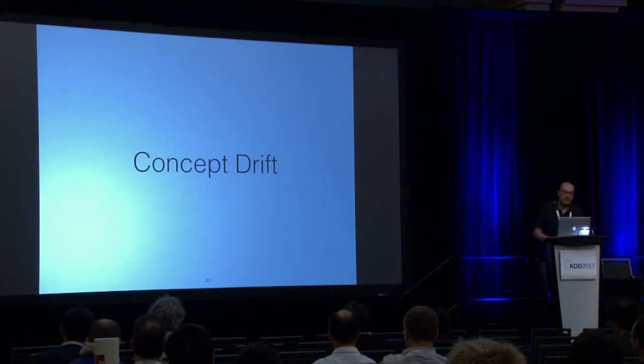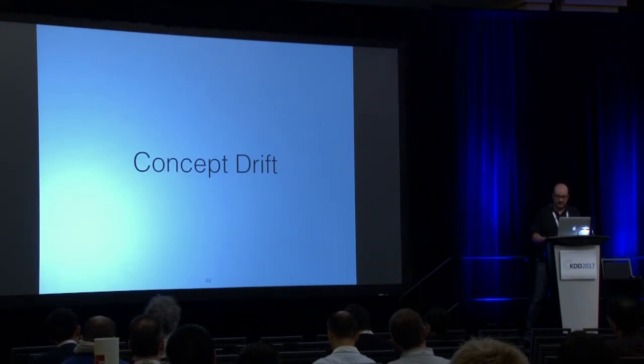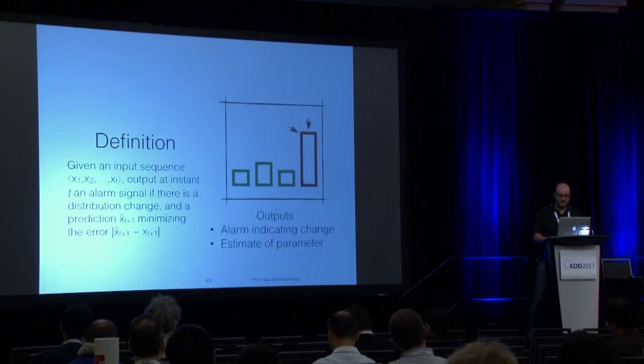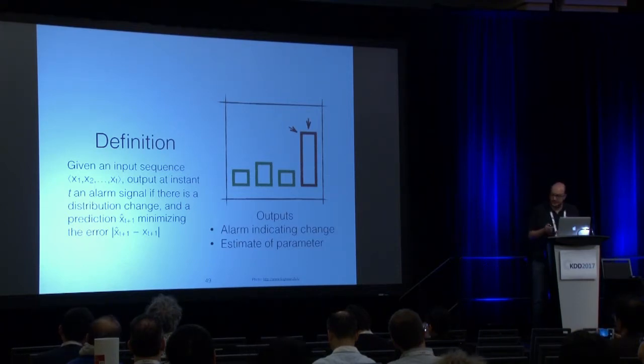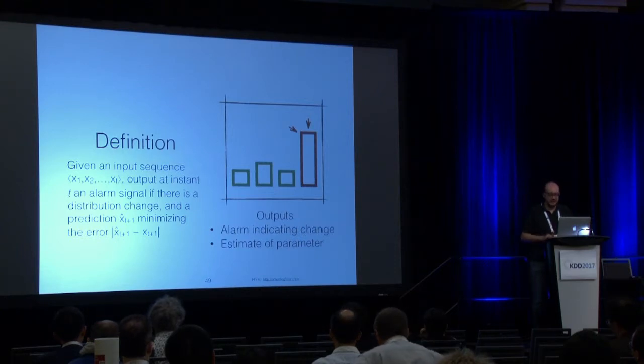Okay, let me mention now that usually data is not static, it is going to be changing, so we need to deal with concept drift, detect the change, and then update our models according to these changes in the data. To do that, we have algorithms called change detectors. The idea is that we want to detect concept drift. We have a data stream of values, and we want two outputs. One is to raise an alarm when we detect change, and the other is a prediction for the next instance, minimizing the error.